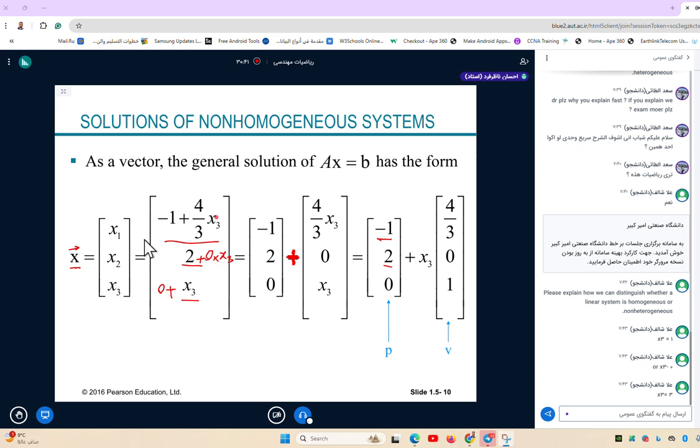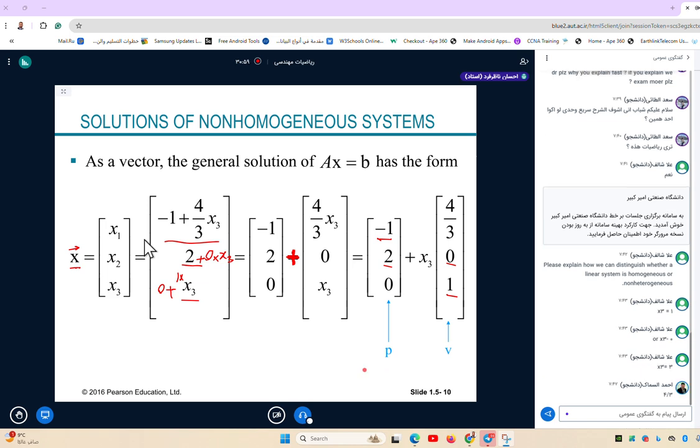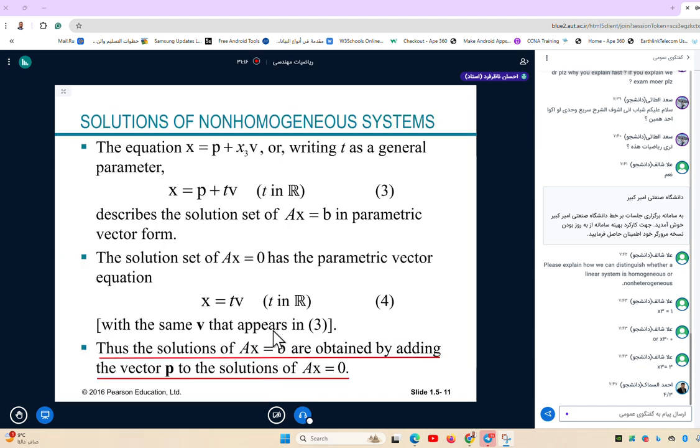And if you factor out x3, we have 4 by 3, then 0, and for this one, 1, times x3. So we could put it right down like this. P is just a vector. P plus x3 times V. I mean, this is a parametric form of the solution.